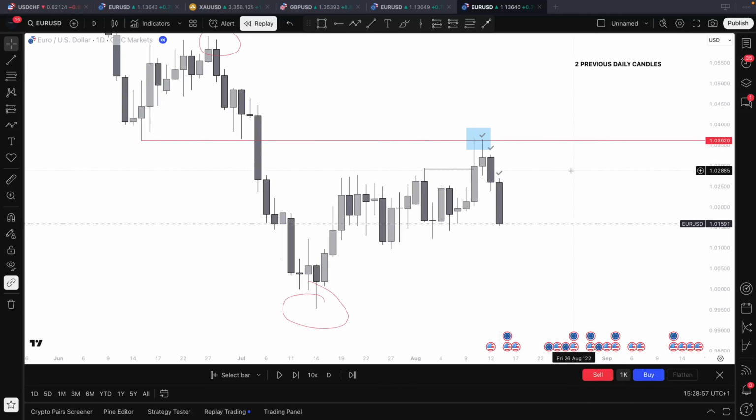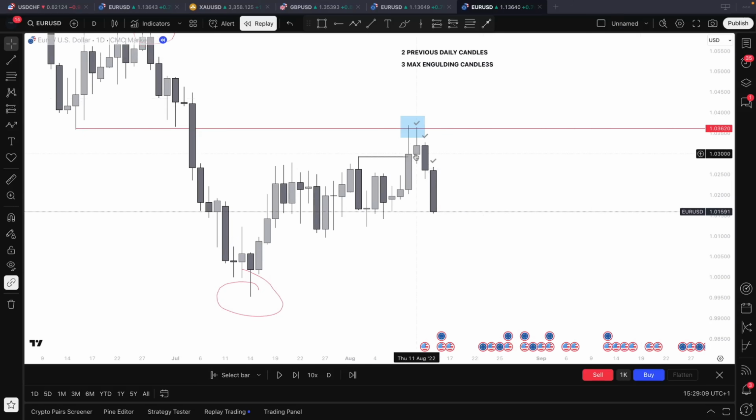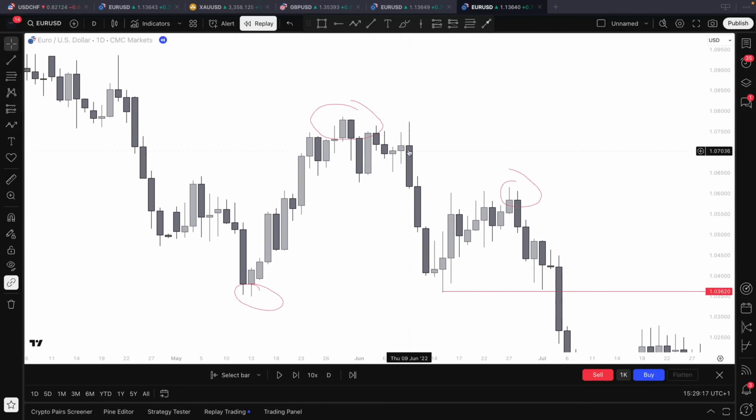Now, there is a rule that you must be aware of. Generally, when you're looking at engulfing candles, three max engulfing candles. What do I mean by this? If we see, for example, that there are three engulfing candles in one direction, we are usually going to get a slowdown in price. Let's just look at a few previous examples.